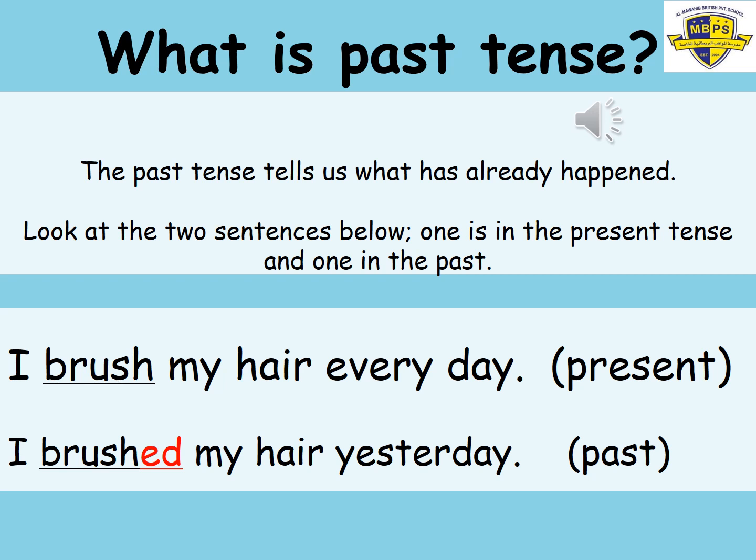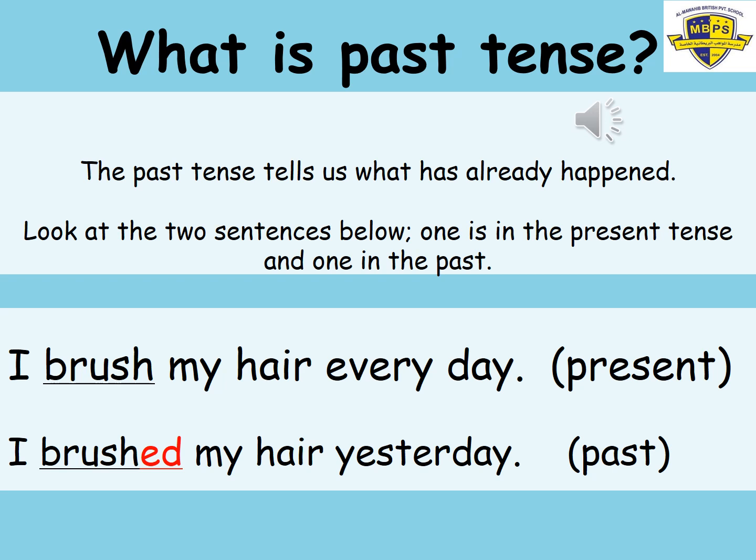Let's read them. The first one is, I brush my hair every day. What do I do, KG2? Brush. Very good. This is the verb. I brush my hair every day. Look at the verb brush. Do you see anything at the end of the verb? No. So this means the verb is in the present tense. I brush my hair.